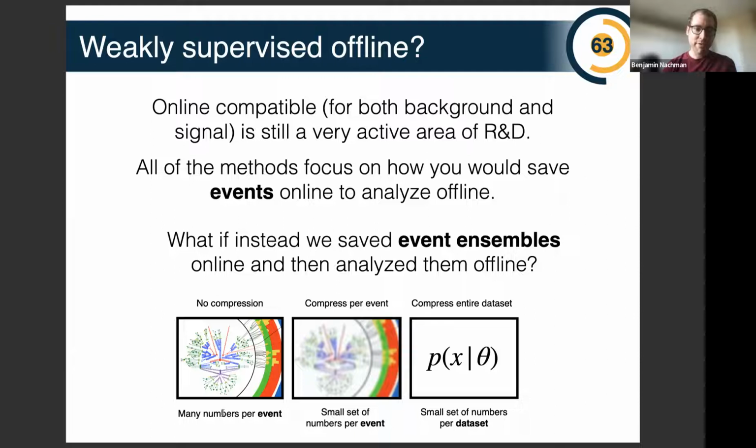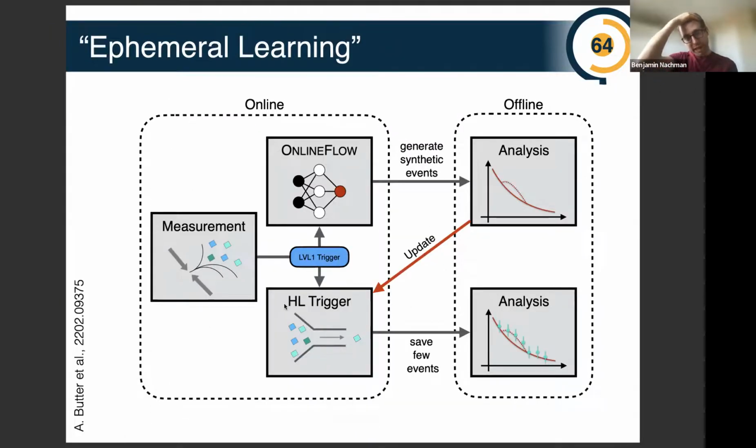Imagine I have a full event, no compression, and a given event would be many numbers for a single event. This is like what a collision event might look like. You could imagine compressing a single event, which would be saving only a small number of numbers per event, and compressing an entire data set would be, instead, saving a fixed number of numbers for the full data set. That's theta here. And the point is that if you collect more data, the right-hand side does not grow. It's just fixed depending on how big theta is, whereas as you collect more data, the two left-hand ones grow.